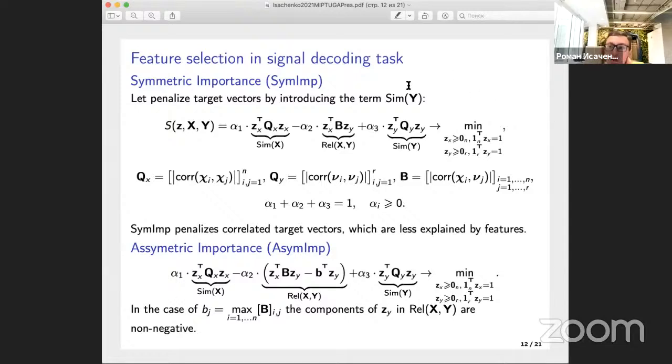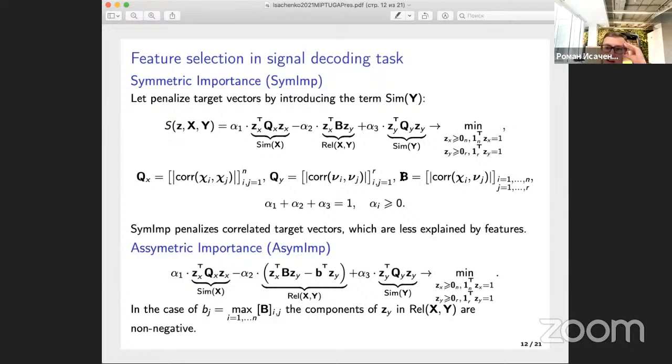Symmetric importance strategy penalizes correlated target vectors by introducing a matrix of pairwise similarities QY for target vectors. Thus, in addition to taking into account the interactions of the initial features, the feature selection loss function takes into account the interactions of the target vectors. Symmetric importance strategy leads to small values of importances for target vectors that are weakly correlated with features and large values for the target vectors that are strongly correlated with the features.